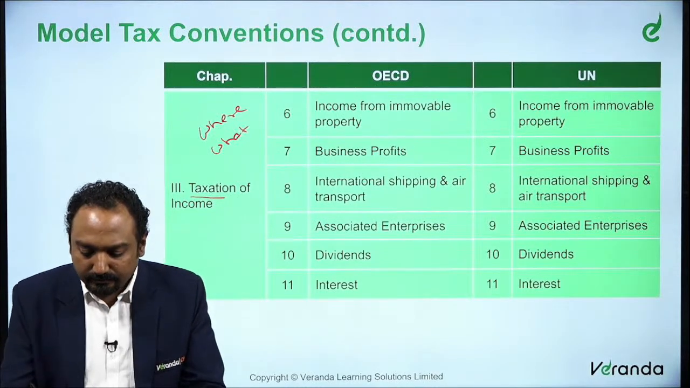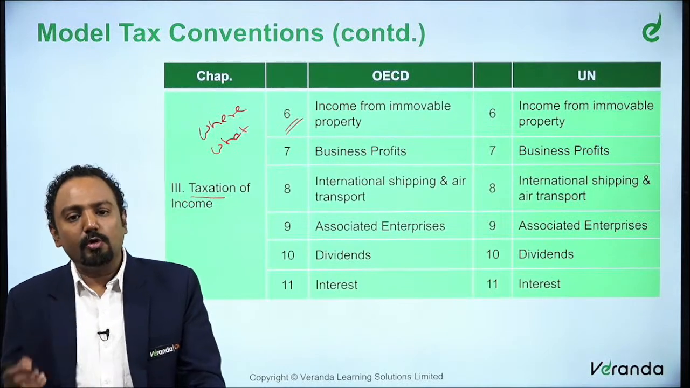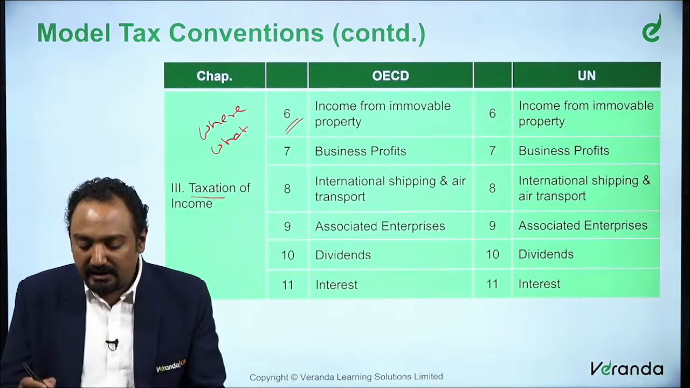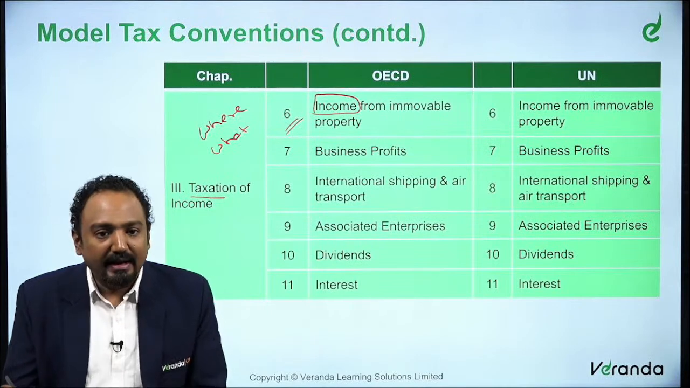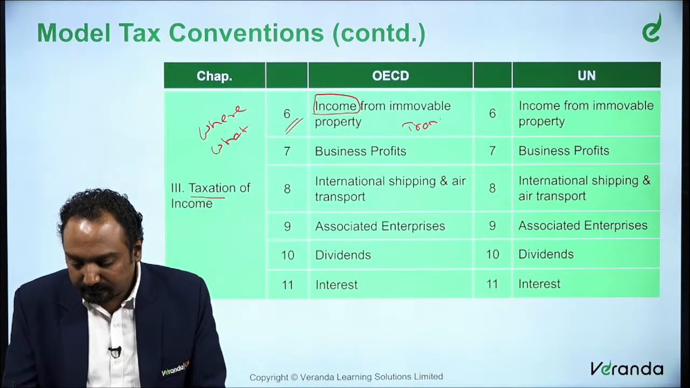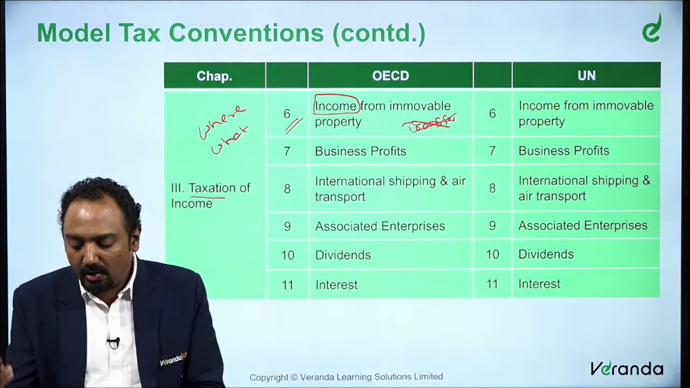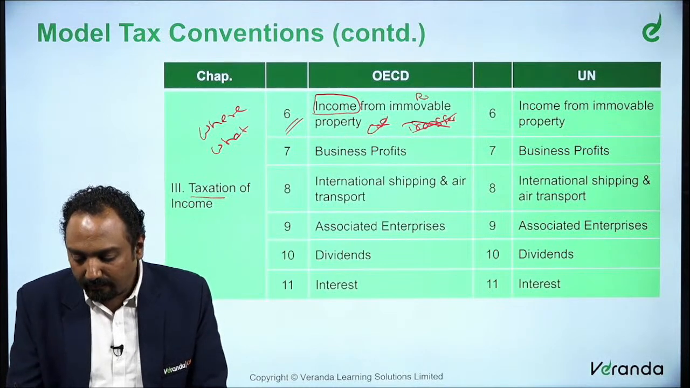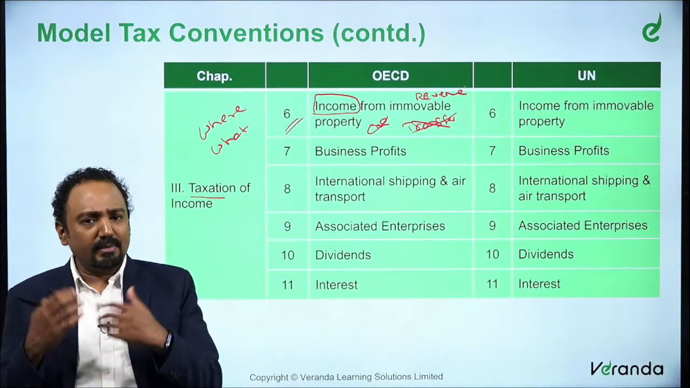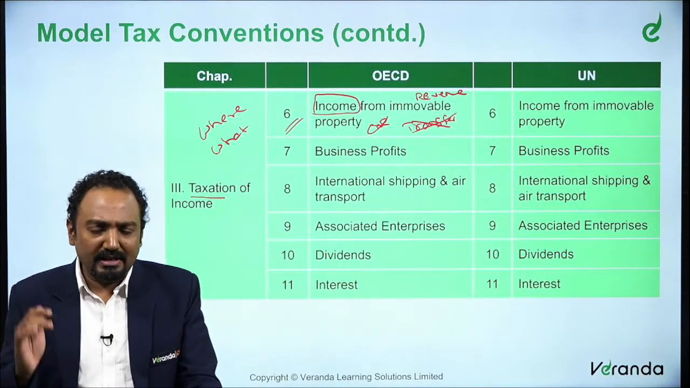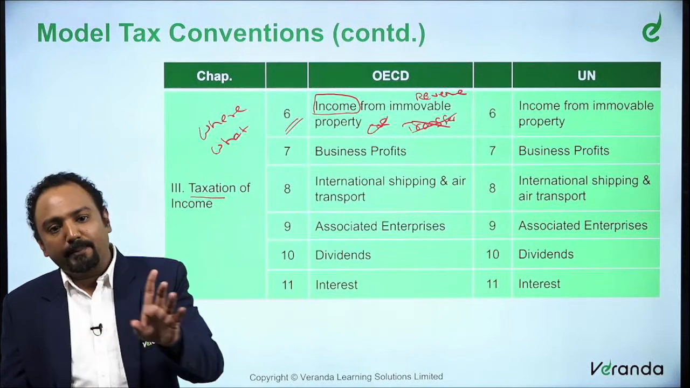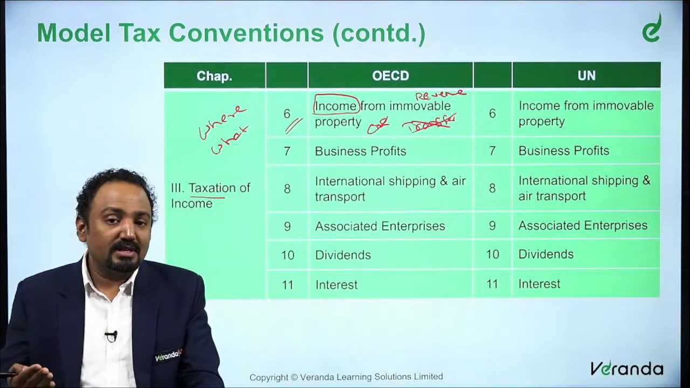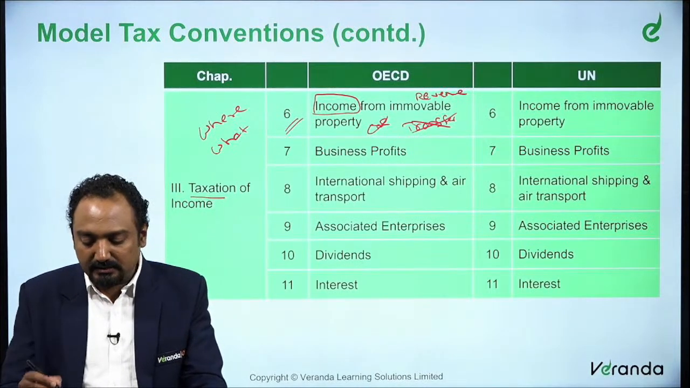The first one is article 6, which talks about immovable property. So what happens when there is an income from an immovable property? Understand the word income: it does not refer to transfer, because transfer is capital in nature. Whatever is covered here is only revenue, that is your rental income or lease income, some income from an immovable property. That is discussed in article 6. It is not about capital transactions or transfer of property.